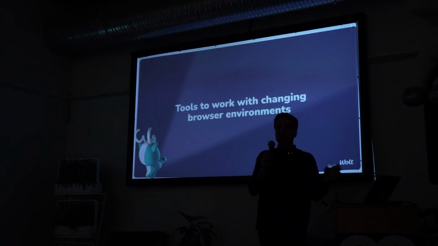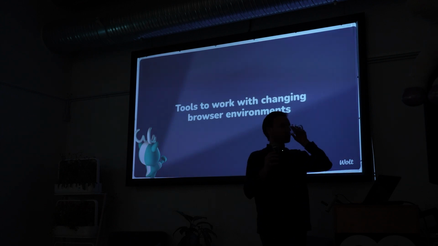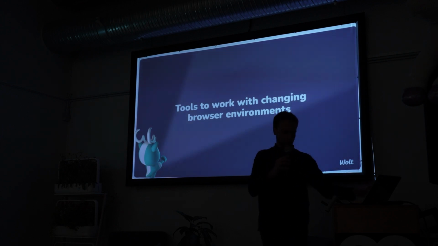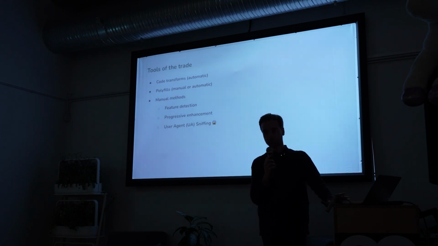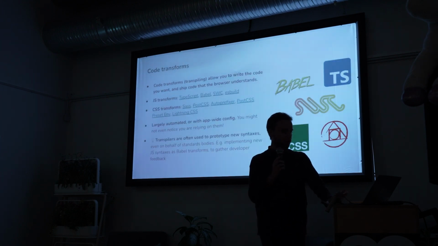So how do we cope with all of this? There are different ways. I'll present some to you. In general, I would say there are three main tools of the trade here. There's code transforms, there's polyfills, and there are manual methods like feature detection or user agent sniffing. Let's look at them. Code transforms, you might have seen them already.